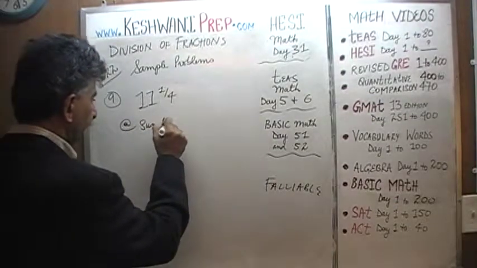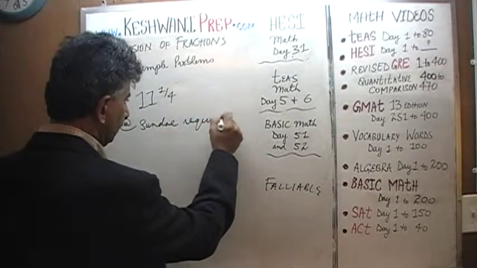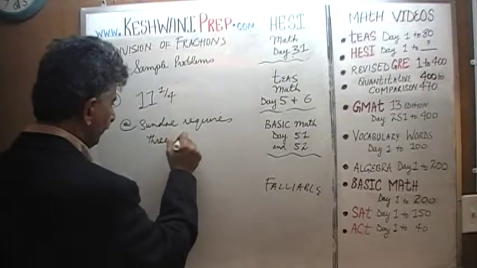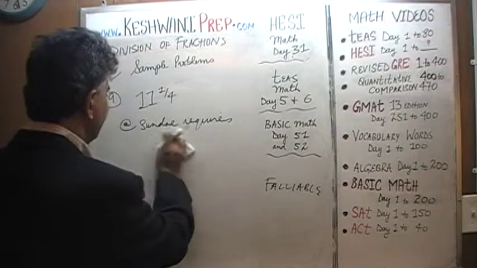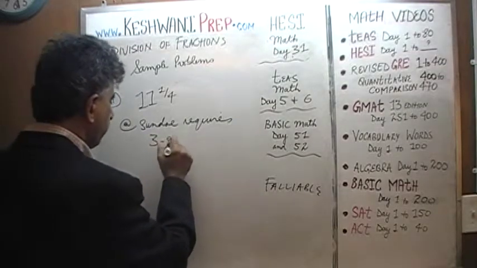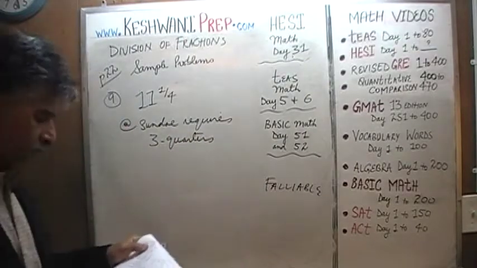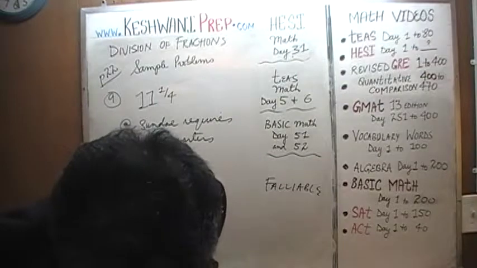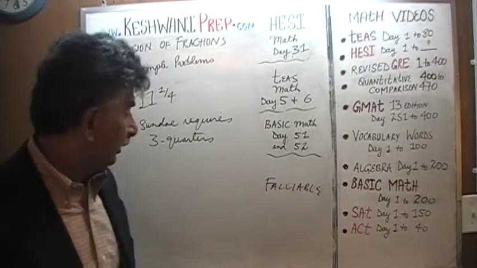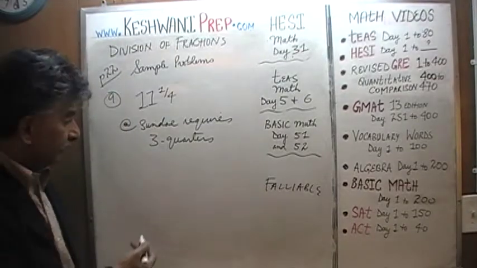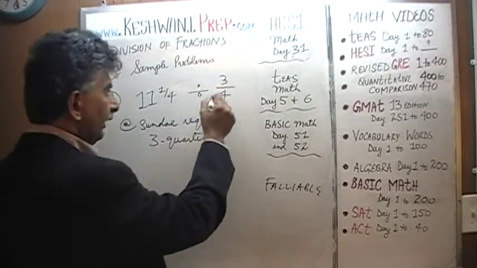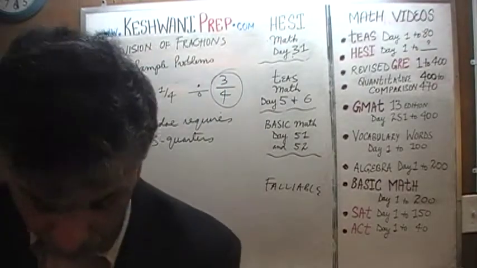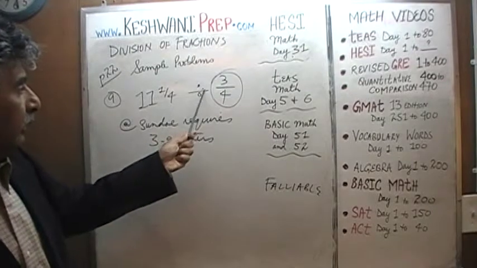Each sundae requires three quarters cup of chocolate. The question is, how many sundaes can you make? Now, in the book, they do not put it down like that, three quarters. I'm doing it for a reason. Instead of writing it like this, they say three quarters. Essentially, what they're asking us to do is this. That's the three quarters. You see that? So we have to divide 11 and 1 quarter by three quarters.